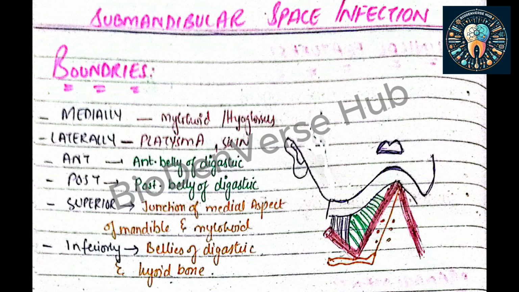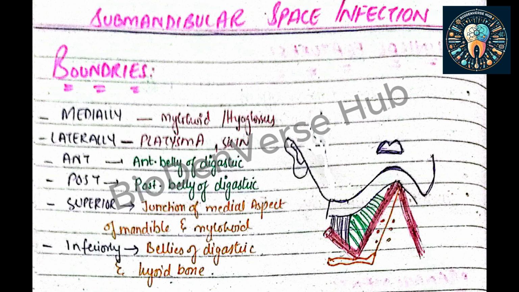As we can see in the diagram, first of all, medially the space is bounded by the mylohyoid and hyoglossus muscles. Then the lateral boundary involves the platysma muscle or the skin. Anteriorly, it is bounded by the anterior belly of digastric, and posteriorly by the posterior belly of digastric muscle. Superiorly, we have the junction of the medial aspect of the mandible and mylohyoid, and inferiorly, we have the bellies of digastric and the hyoid bone.